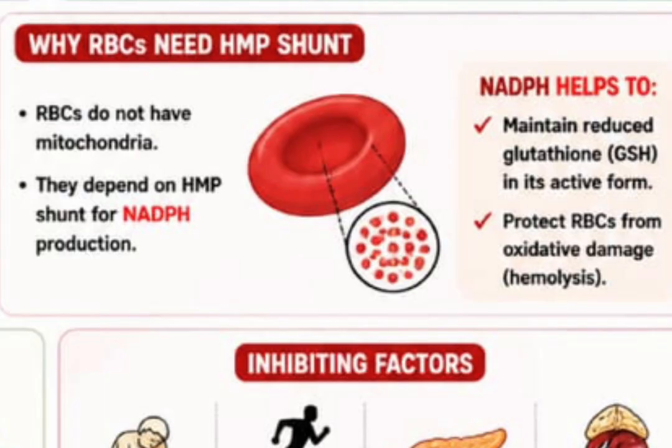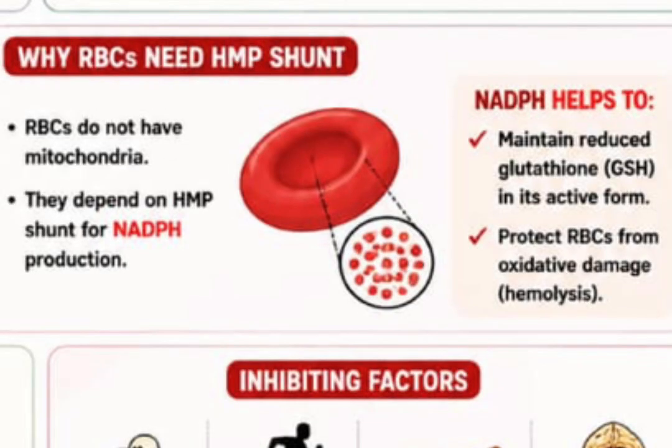It will maintain the reduced glutathione. We don't want glutathione to be in its oxidized state. We want glutathione to be in its reduced state. So since there's absence of mitochondria, for us to maintain glutathione in its reduced state, we have to produce NADPH. If not, glutathione will be in its oxidized state, and that will cause oxidative damage of the red blood cell, causing what? Hemolysis. That is why RBC needs it very well.